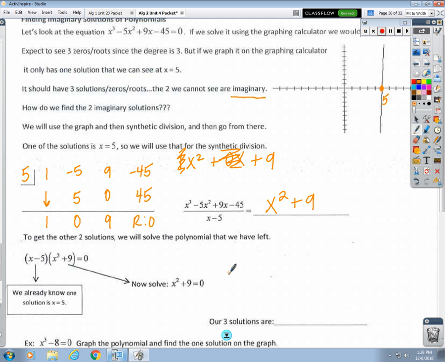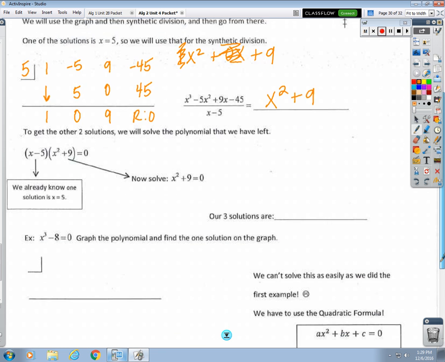Okay, so far this is what we've done. We graphed it. We were expecting to see 3 zeros because it's degree 3, but we only saw 1. That means this graph only has one real solution, and we're going to use that one real solution of 5 with synthetic division to find the other two. Okay, so here we go.